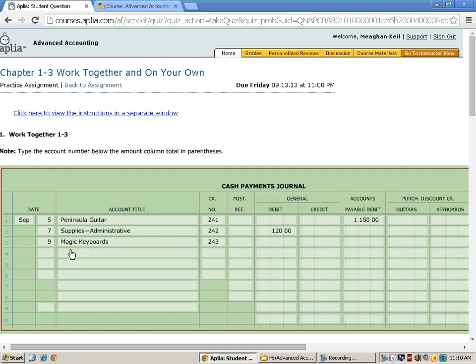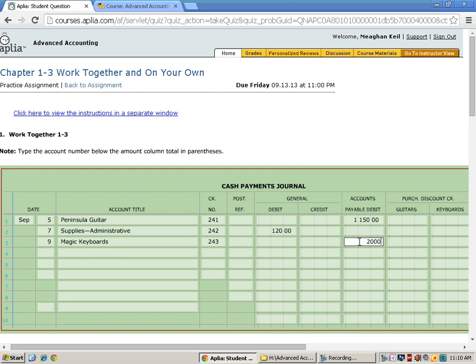So we were initially supposed to pay them $2,210. Well, out of that $2,210, we returned $210 worth of merchandise. We didn't like it. So that leaves us with $2,000. All right, so we were supposed to pay them $2,000. So accounts payable debit's going to be $2,000.